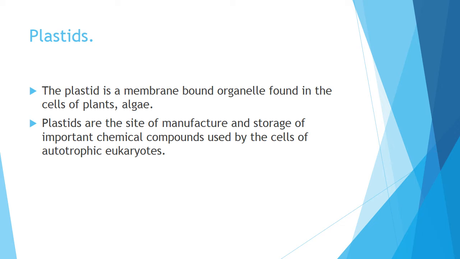Another important organelle, which is found only in plants and green algae, is the plastid. A plastid is a membrane-bound organelle found in the cells of plants and algae. Plastids are the site of manufacture and storage of important chemical compounds used by the cells of autotrophic eukaryotes.